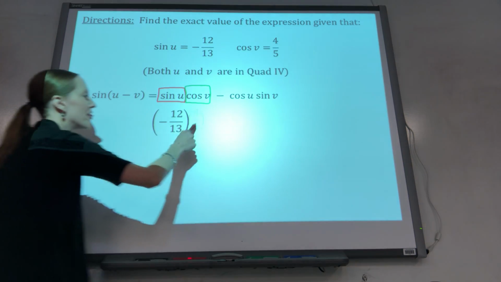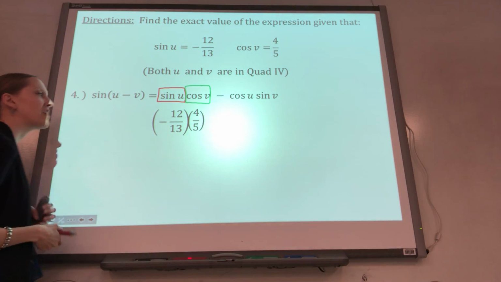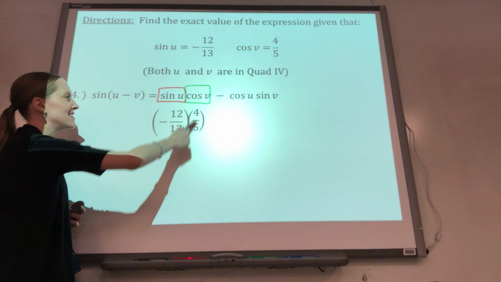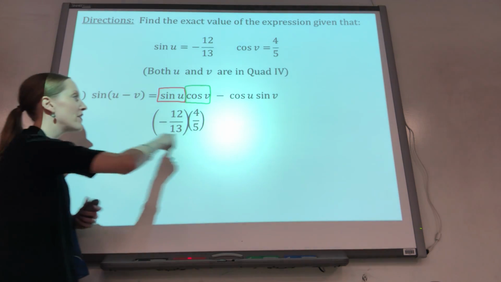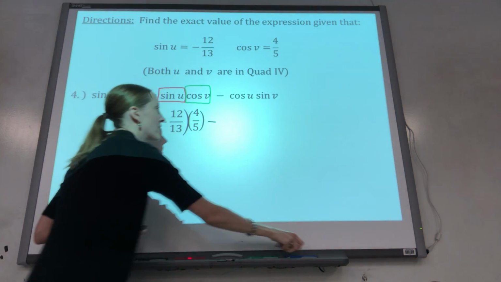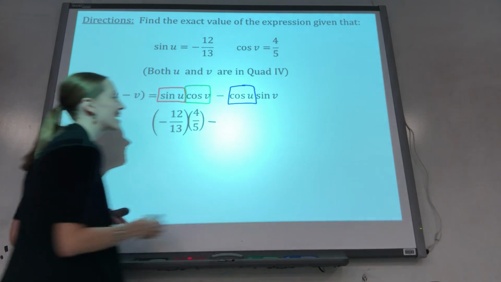Cosine of v, that is 4/5. I don't know why that fraction looks so much shorter than the other one, but they're both fractions there. Negative 12/13 times 4/5. Now we have to subtract cosine of u times sine of v.